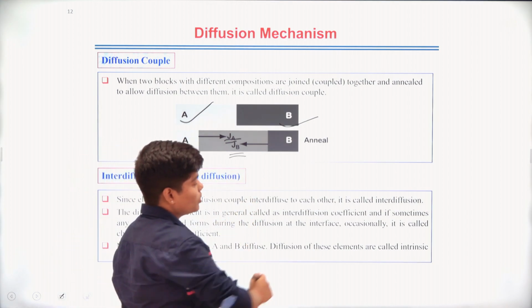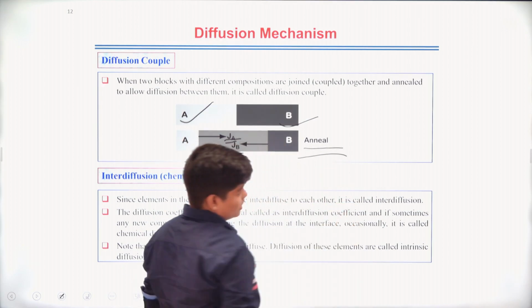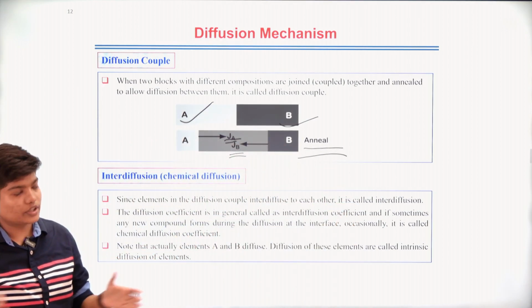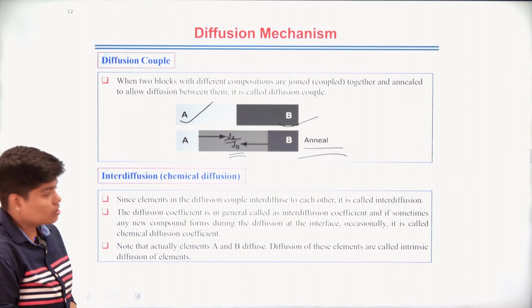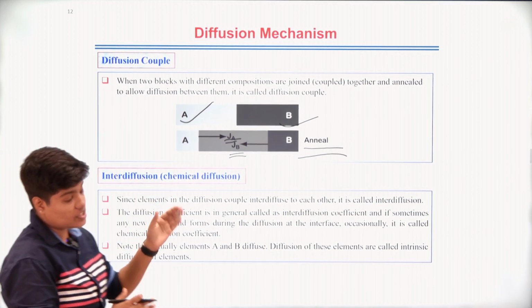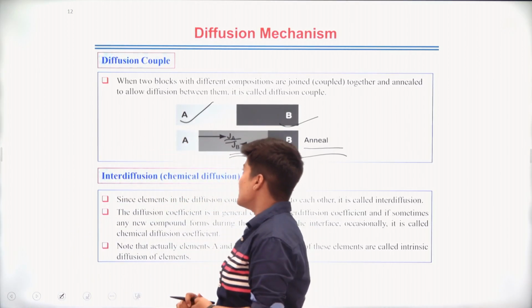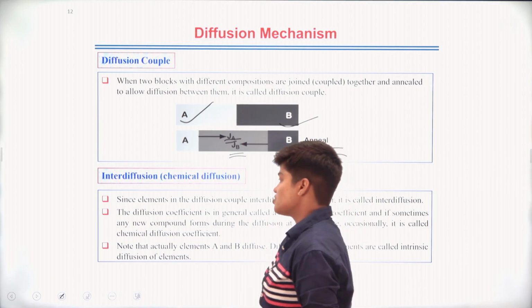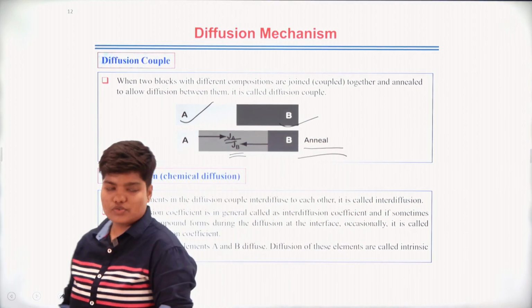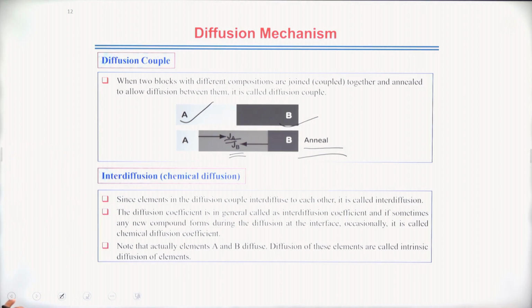Annealing is when two different materials of two different compositions are bonded with each other at the interface, and they form another compound. The process is known as annealing. So this is the diffusion couple, and the symbol is J.